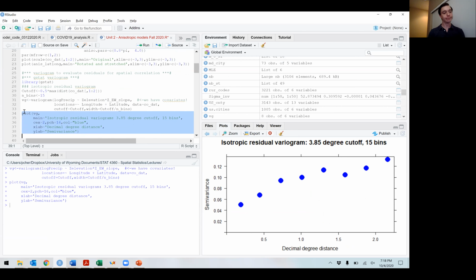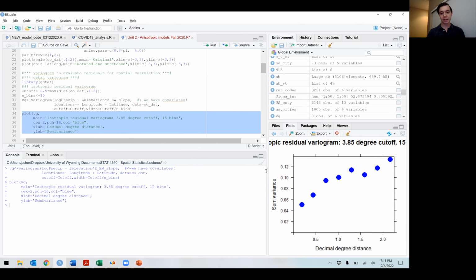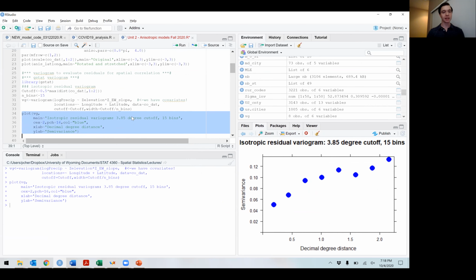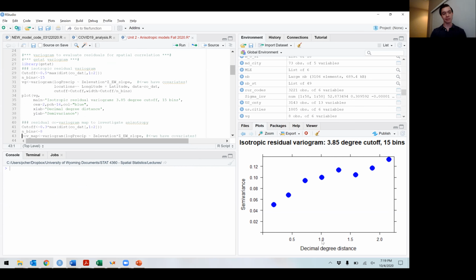I can now plot this. And here is my residual variogram. Clear evidence of spatial correlation in the data, even after accounting for elevation and east-west slope. My nugget is approaching something like 0.04, 0.05. My total sill is just over 0.1 there. My partial sill is the difference between them. Looks like my range is somewhere around, I don't know, call it 1 decimal degree here. Remember my units are in decimal degrees. I could easily do this in meters as well, and we know how to do that.